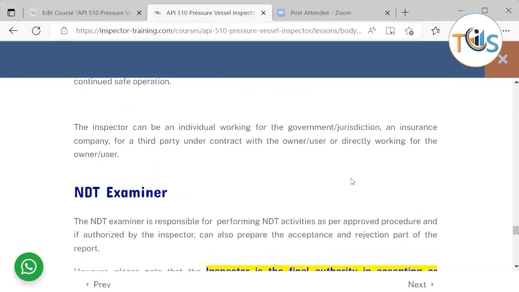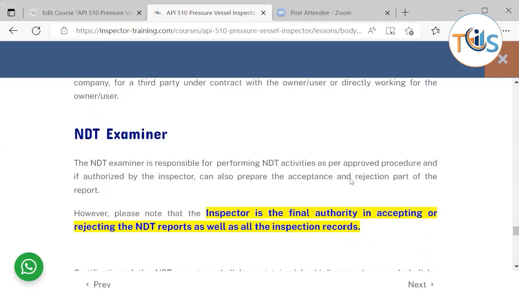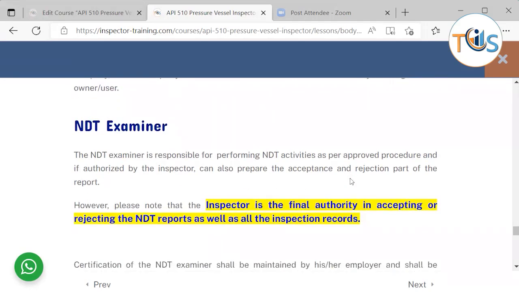The inspector can be an individual, or working for an inspection agency, or an insurance company, or for government, or directly employed by the owner. But it should be an authorized pressure vessel certified inspector. The NDE examiner is responsible for performing NDT activities, as we know, and only if authorized by the inspector can prepare the acceptance and rejection part of the report. So eventually the inspector is the final authority in accepting or rejecting, because it's the inspector who is certifying the vessel is safe for continued use.